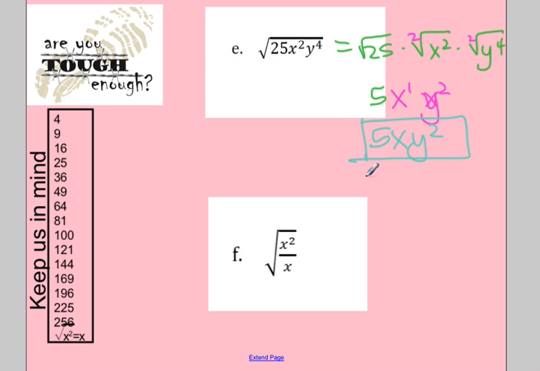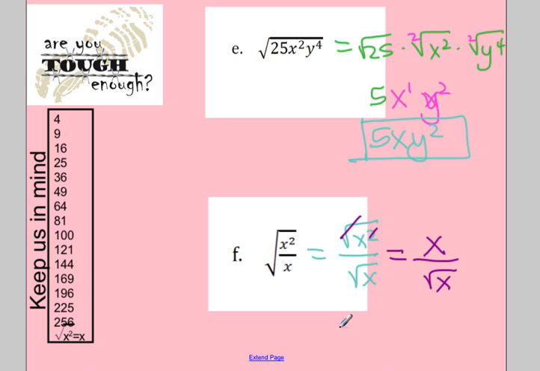And there is my final answer for that one. Moving on to F. Let's go ahead and break this one down. I have square root of x squared over the square root of x. Here, my radical and my 2 will cancel. Same logic as up here. So I have x over square root of x.